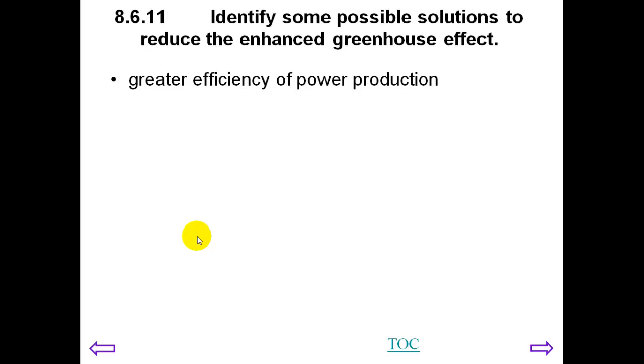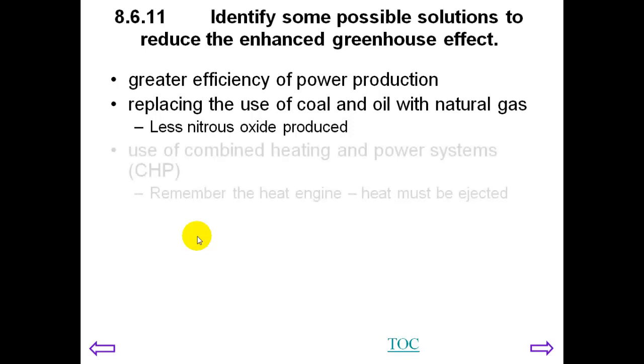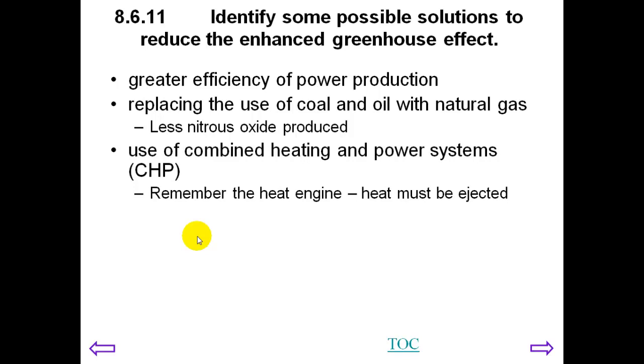When we produce power, we could try to make our power stations more efficient. We could replace the use of coal and oil with natural gas, which is more efficient, and also less nitrous oxide is produced. And we can use what are called combined heating and power systems. Remember that when we have a power station, we must eject some heat to the surroundings in order to get the power station to work. Some of this heat must be ejected. We could find ways of using that heat.